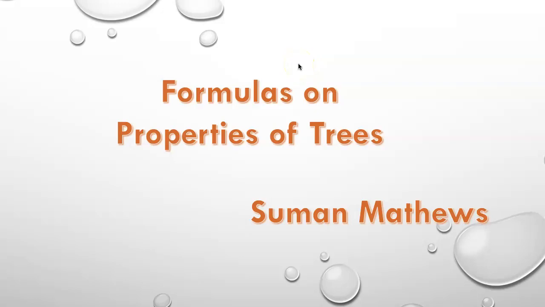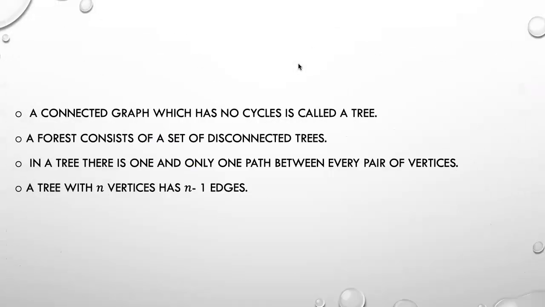Welcome to this last session where we deal with all the various terms and notations which you have learned in properties of trees. A connected graph which has no cycles is called a tree. A forest consists of a set of disconnected trees. In a tree there is one and only one path between every pair of vertices.